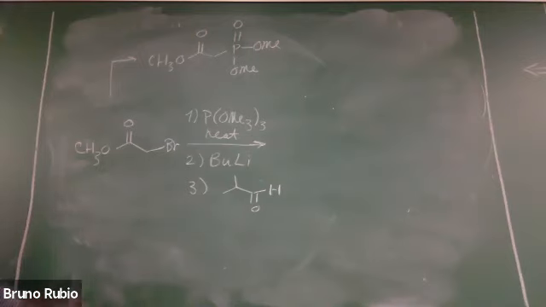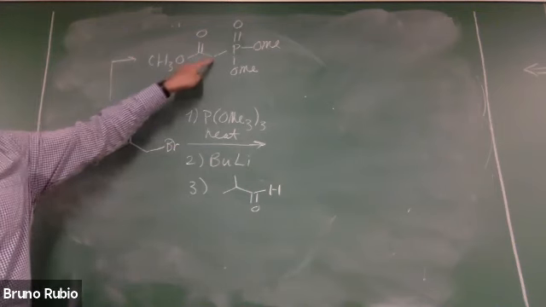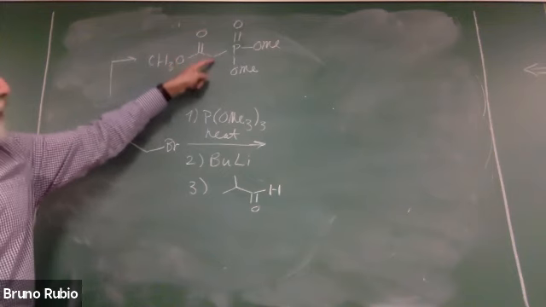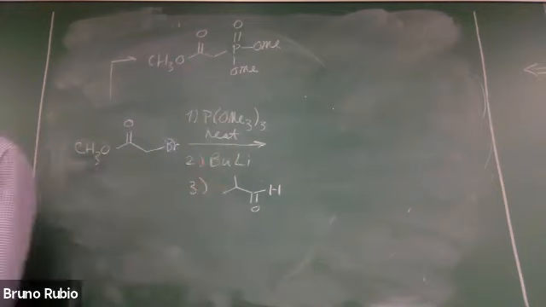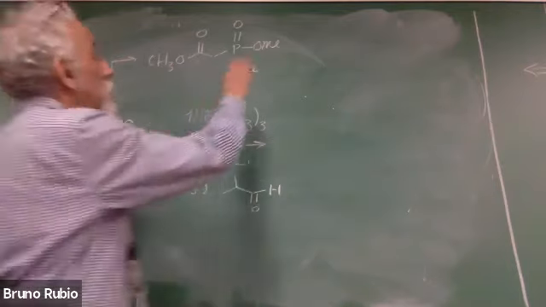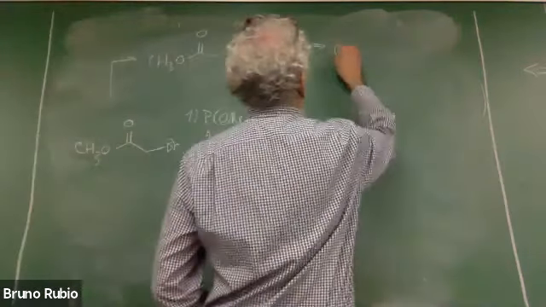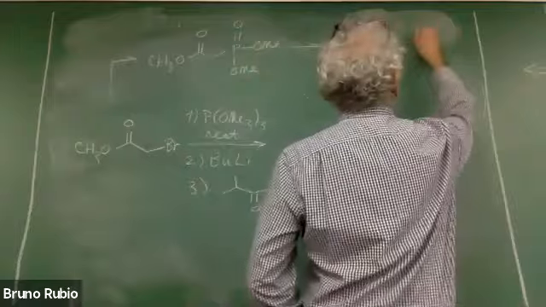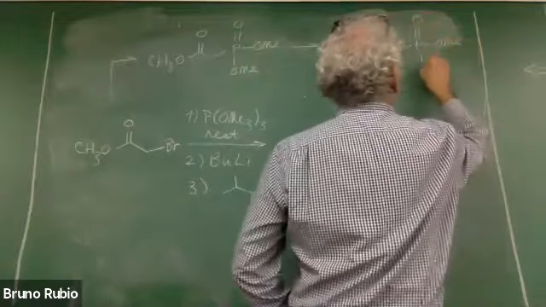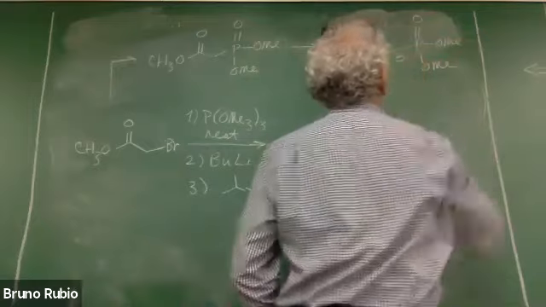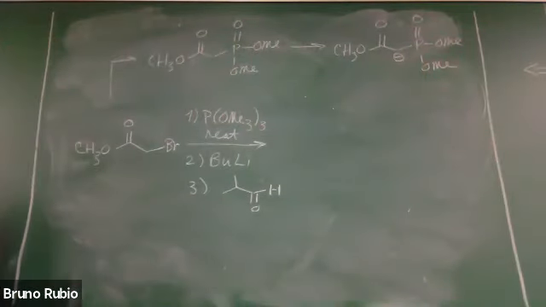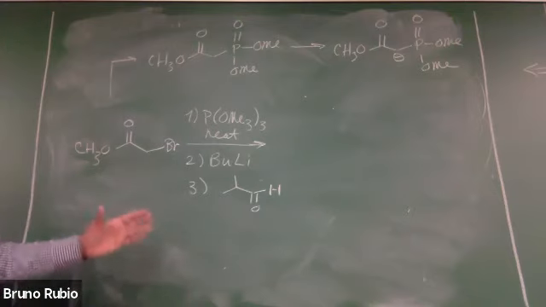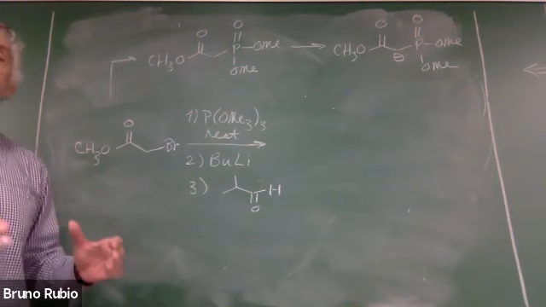Okay, so now step 2 is the deprotonation of the carbon atom that is next to the phosphorus. And that makes the ylide. Okay, so that's what we get at the end of step 2. And now step 3 is the formation of that carbon-carbon double bond.